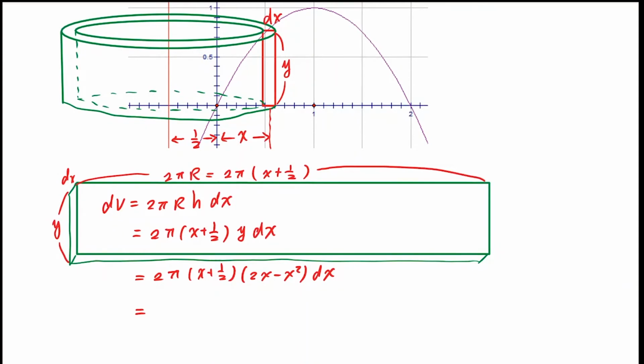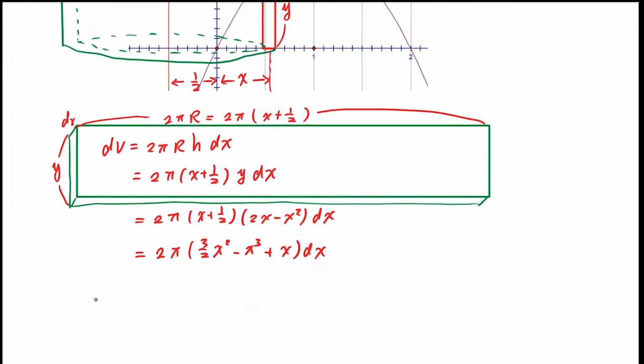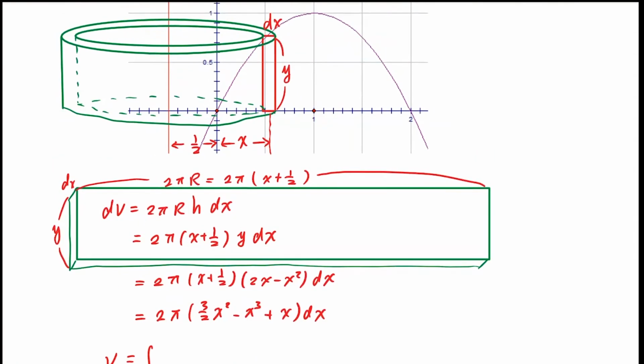Now we have to multiply this out. Oh my God, that's too much algebra. 2 pi and 3/2 x squared minus x cubed plus x, eh? Too much algebra? Can you handle this? Okay, then my V here is, okay, now the vegetable.